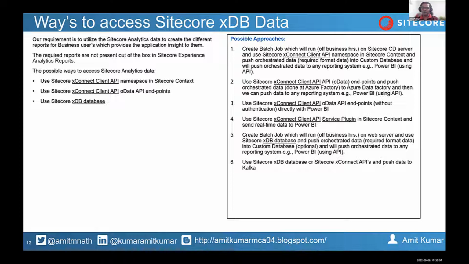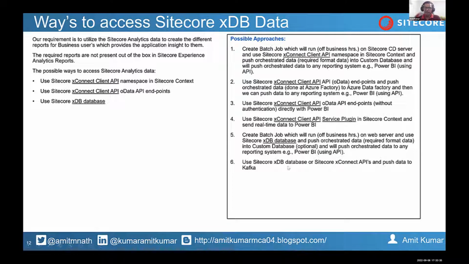And the fourth option is that Sitecore is providing a Sitecore xConnect service plugin. So what this service plugin will do is, suppose you are performing an add contact or an update contact, or you are setting or updating a facet. First it will store the data, and then it will fire an event which you can catch and perform any action. So this is a sort of API which is also present in Sitecore, and you can utilize that to push data in real time into any of the data sources.